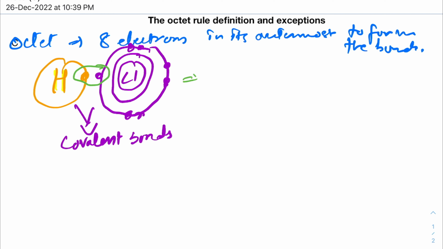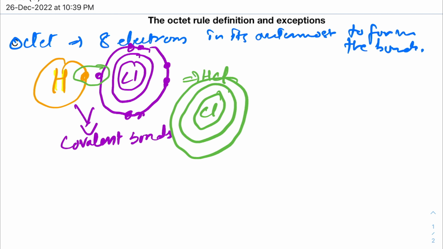So that's how HCl works. Now we see that chlorine has a complete 8 electrons in its outermost shell, while hydrogen is also fulfilling its 2 electrons. So that's how HCl works.